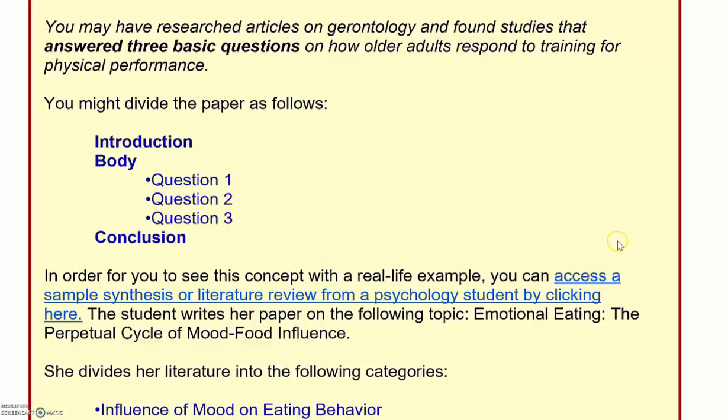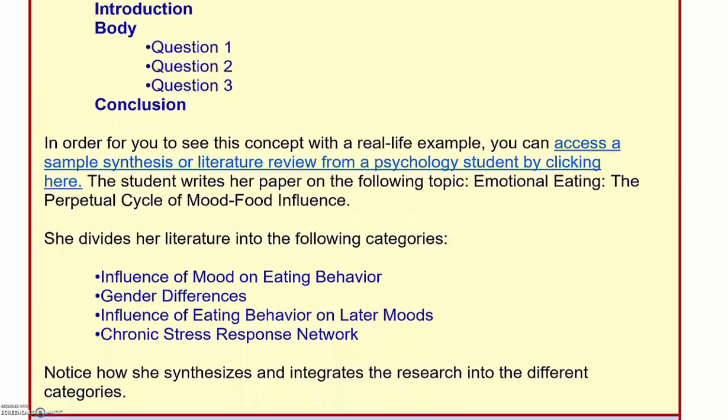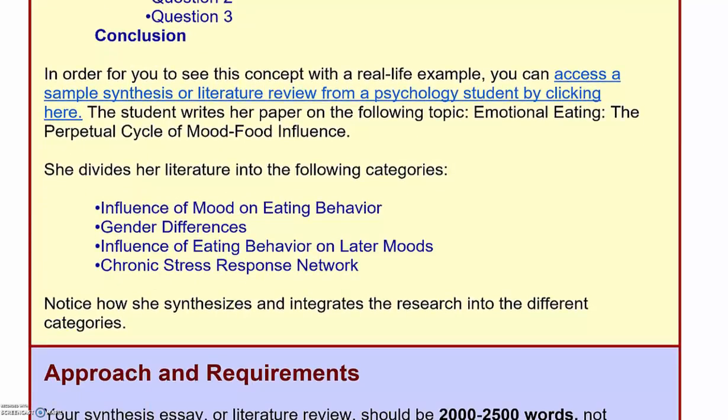Now, in order for you to see this concept with a real-life example, you can access a sample synthesis, or literature review, from a psychology student by clicking here. Your instructor did a great job of finding an awesome example that you should review in full, but we're just going to look at some highlights of it. The student writes her paper on the following topic: emotional eating, the perpetual cycle of mood food influence.